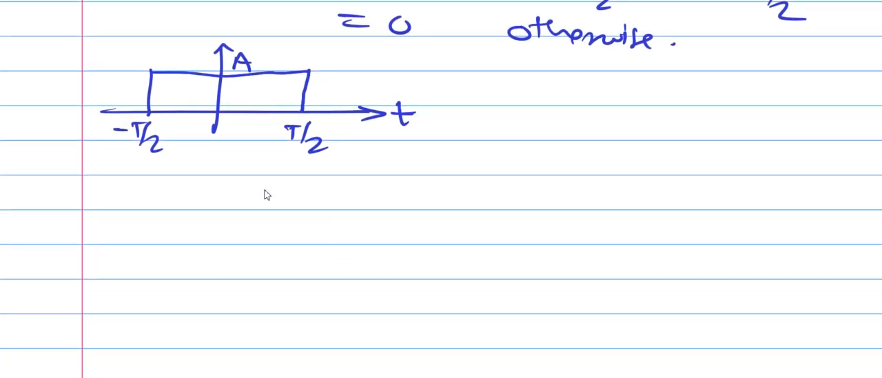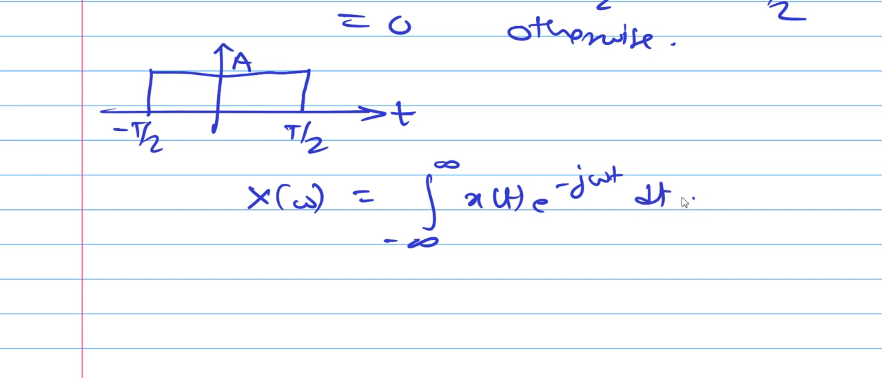So we will use the definition of the Fourier transform, that X of omega equals integration from minus infinity to infinity x of t e raised to power minus j omega t dt. Now the signal is present from minus T by 2 to plus T by 2. What is the value of x of t? The value of x of t is A. Substitute and solve the integration.